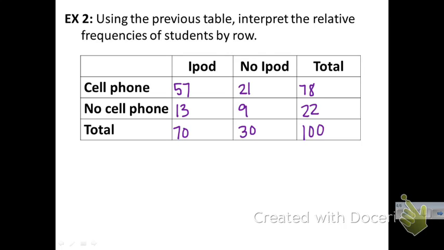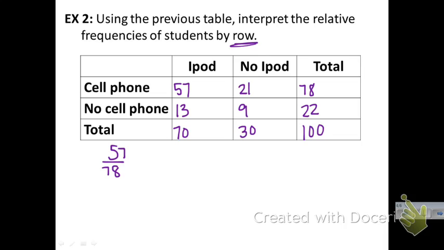Okay, so I just inserted those numbers because it says using the previous table, interpret the relative frequencies of students by row. So we're talking about going across here, not down. I like to think of a column as standing up. So we're going to take our 57 here, and I'll write it right below, and divide it by the total in that row. The total in that row is 78.